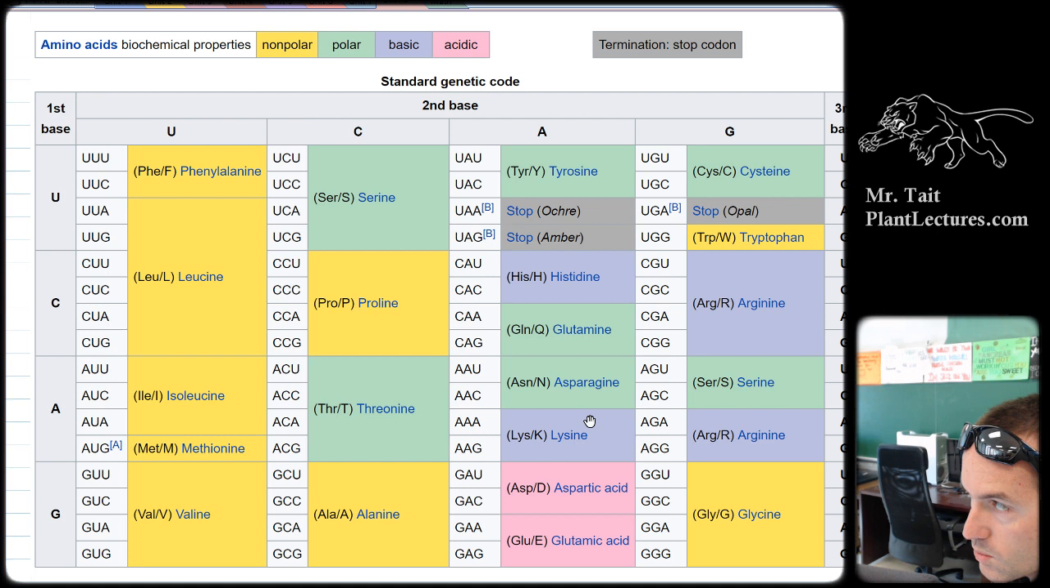missense mutation causes changes in the folding of the tertiary structure due to hydrophobic-hydrophilic interactions. Something like that.